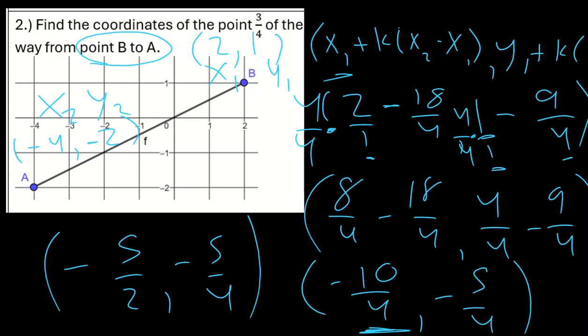Okay, that's kind of a tricky point, but I know that 5/2 is 2.5, so it's like going to the left 2.5, and negative 5/4 is really negative 1.25, and so you would expect that point to be right about there. And now you can see the point and how it's 3/4 of the distance from B to A.